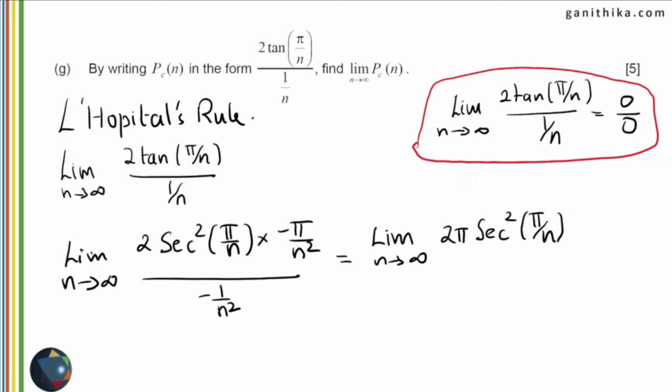Substituting the limit n tending to infinity for secant square pi over n, you get secant square 0, which is equal to 1. Therefore, the value of this limit is equal to 2 pi. So, in this case, we are using L'Hopital's rule. In the first case, we were using the limit of tan x over x equal to 1. In either way, you can find that the limit of PC of n as n tends to infinity is equal to 2 pi, which is the circumference of the unit circle.